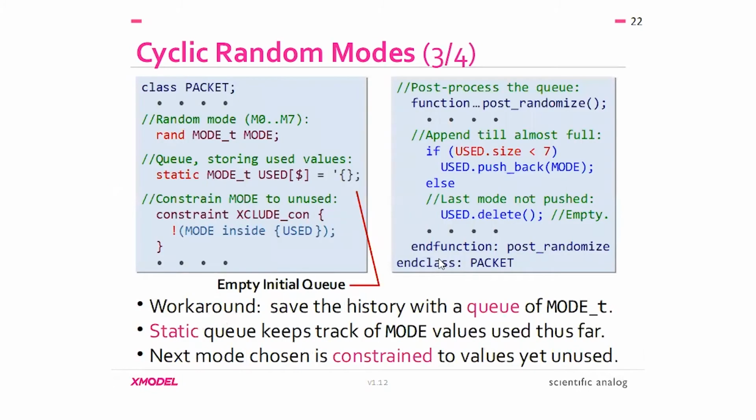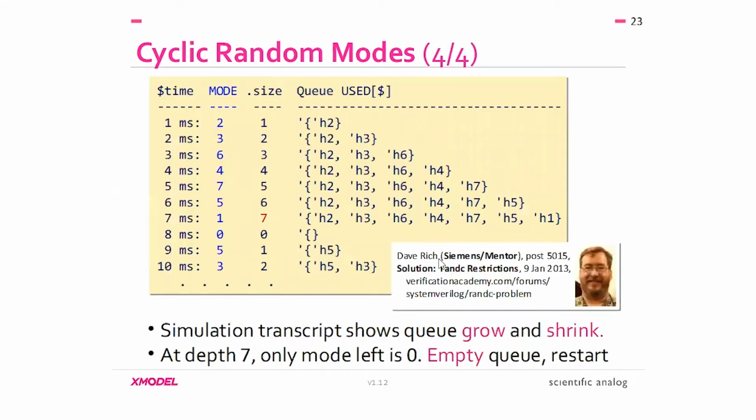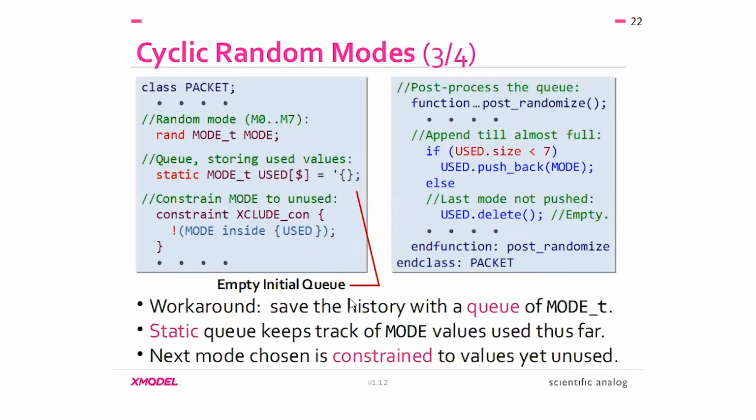Let's look at the solution. We'll look at the code here, and this is attributed to a blog by Dave Rich. He basically said, hey, you don't need to rely on RAND-C with its well-known limitations. You can use any SystemVerilog syntax you want to shape the distribution of random values. In particular, you can use a queue.